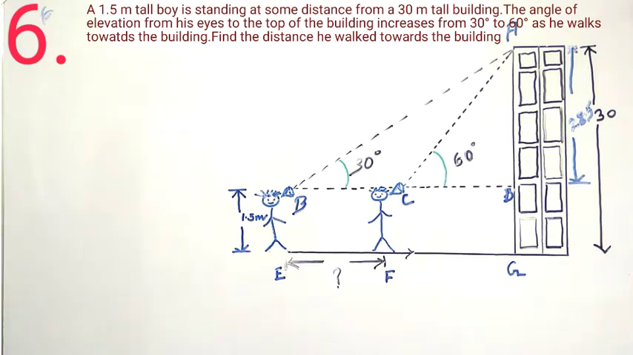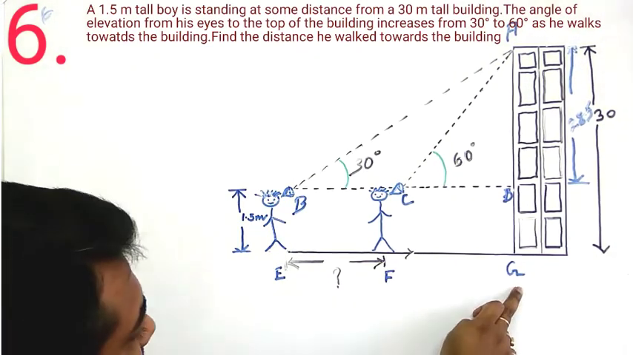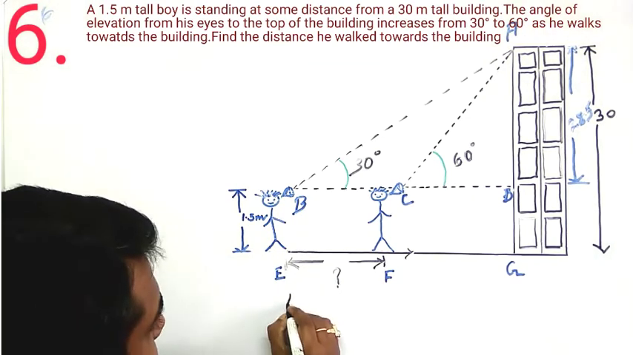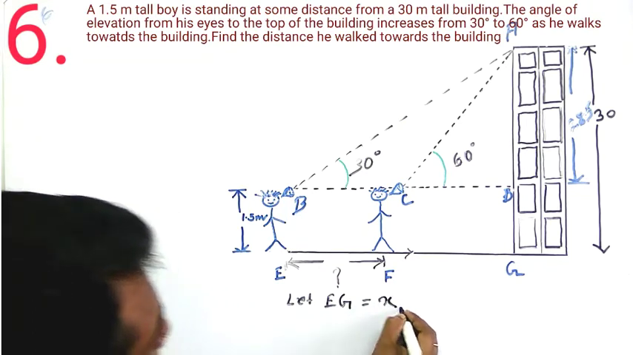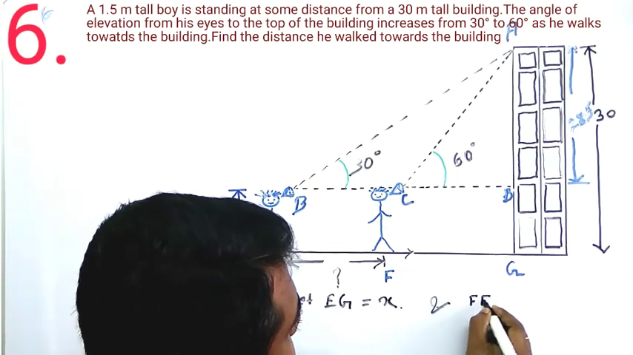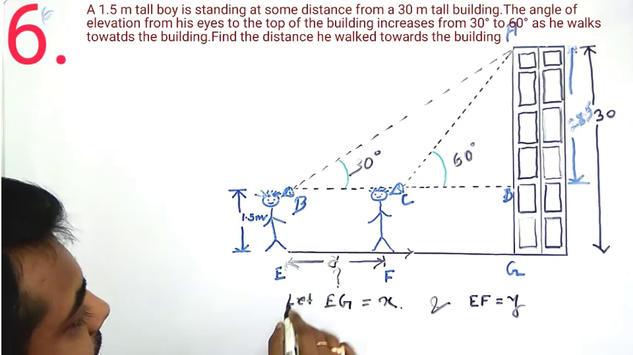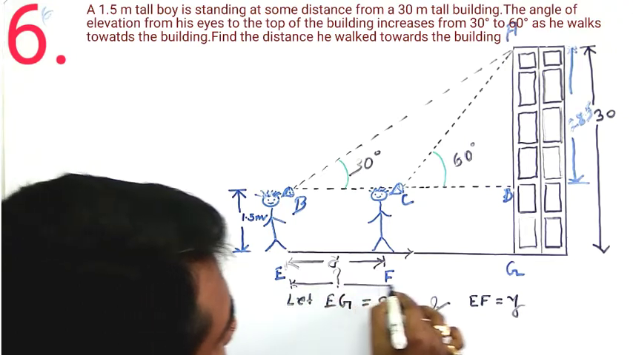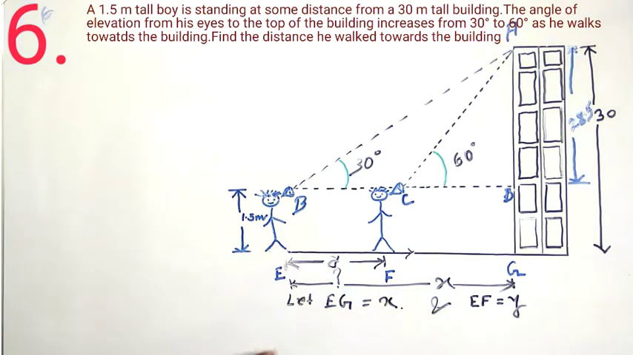So how to solve this math? Consider the total length BD, or the total length EG, to be X. So let EG equal X and EF equal Y, meaning this distance is Y and the total distance from here to here is X. Our target is to find the value of Y.